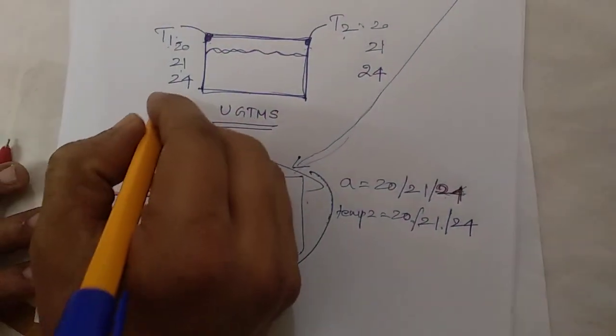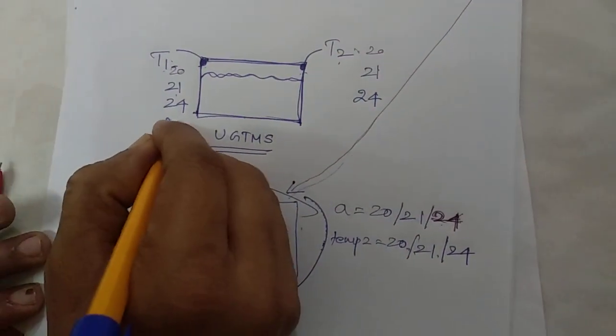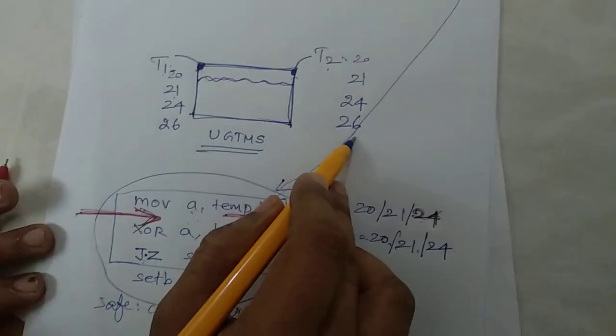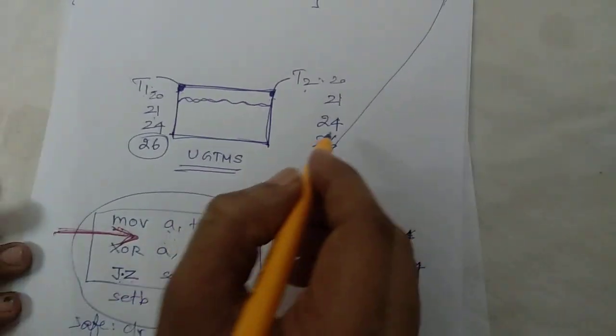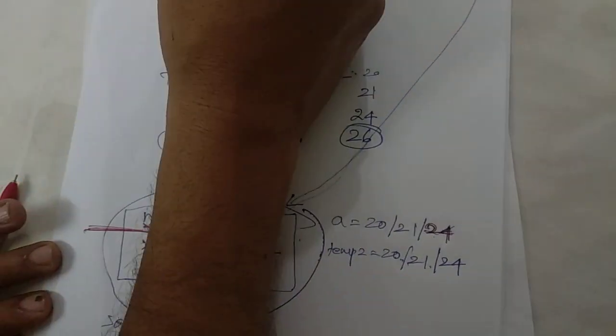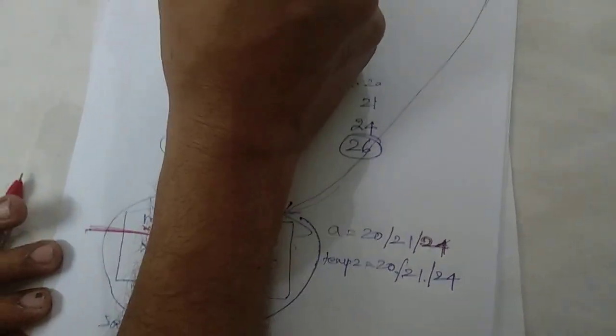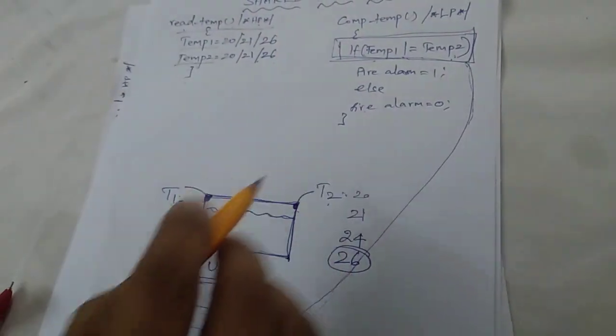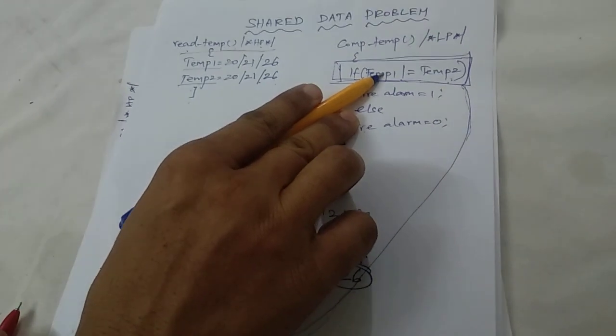In the interrupt service routine, let us assume the temperature 1 is updated to 26, temperature 2 is updated to 26. Both the temperatures are equal. Temperature 1 has updated to 26 degrees, temperature 2 has updated to 26 degrees. And after returning from the interrupt service routine, it comes back to the compare temperature task.